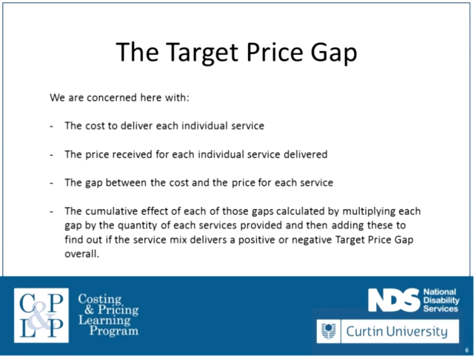In doing so, in looking at the target price gap, we need to be concerned with things like the cost to deliver each individual service, the price received for each individual service, and the gap between that cost and the price. More importantly, and we'll talk about this a lot more in this webinar, we need to understand the cumulative effect of each of those gaps, calculated by multiplying each gap by the quantity of each service provided and then adding these to find out if the service mix delivers a positive or negative target price gap overall. That is, at the corporate level, we need to have a positive or at the very least a neutral target price gap to ensure our immediate, medium and longer term financial sustainability is assured.